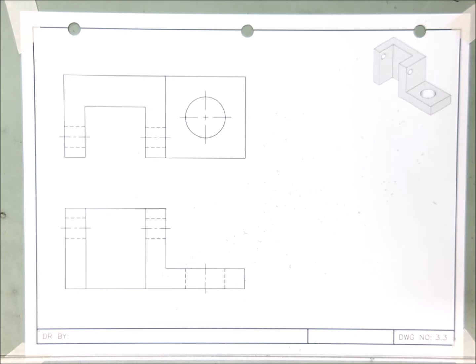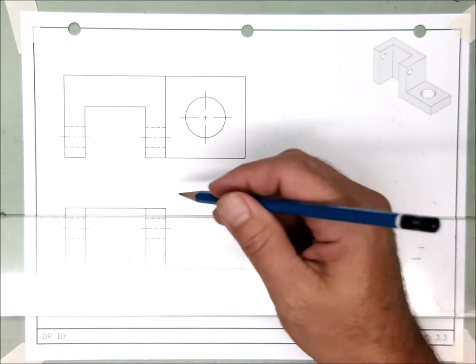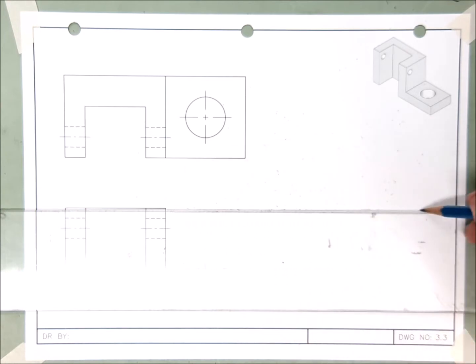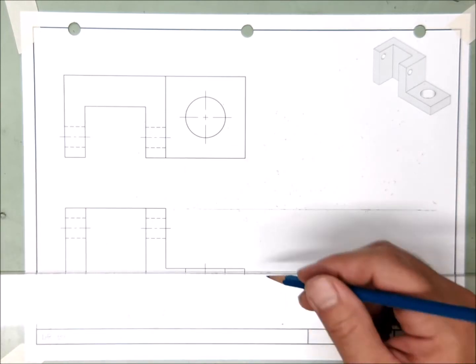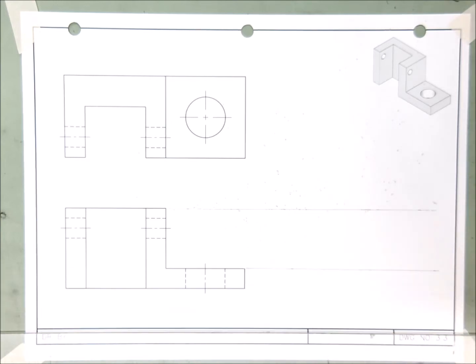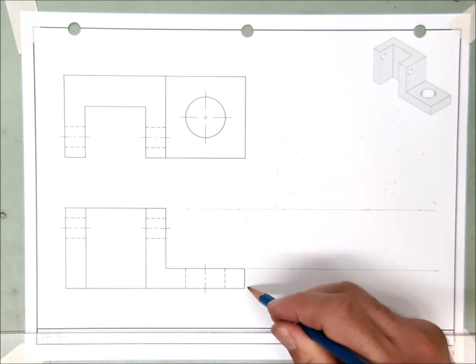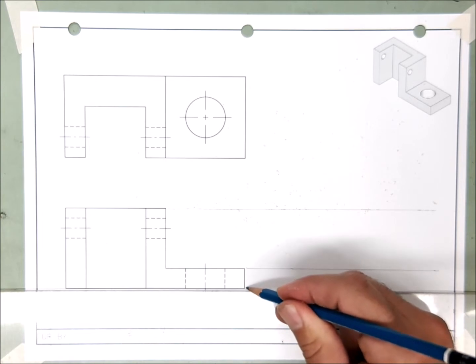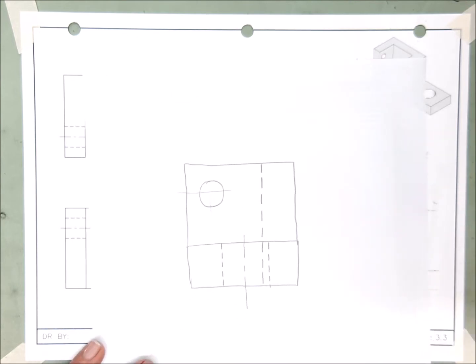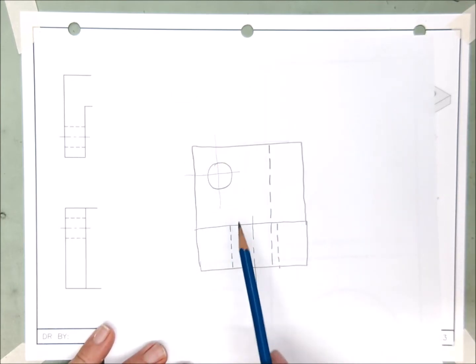I'm going to start by projecting over from the front view of the three corners. Corner 1, corner 2, and corner 3. Because I need these three horizontal edges to make this line, and this line.